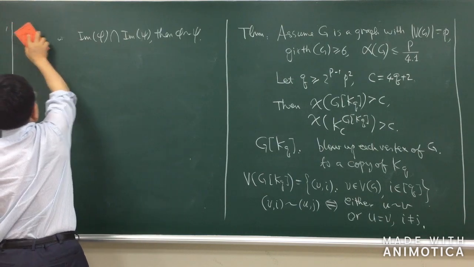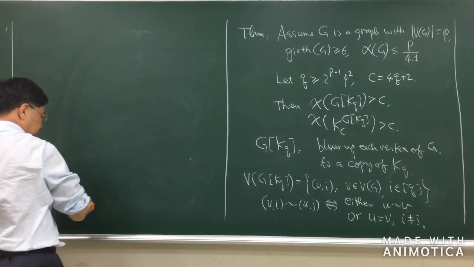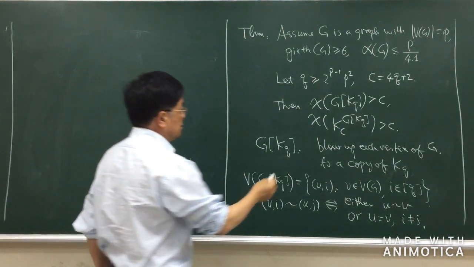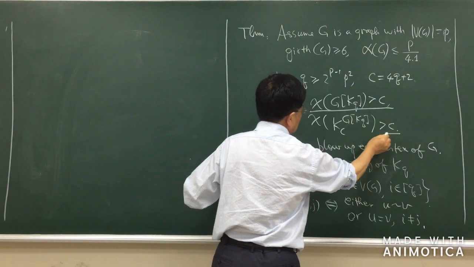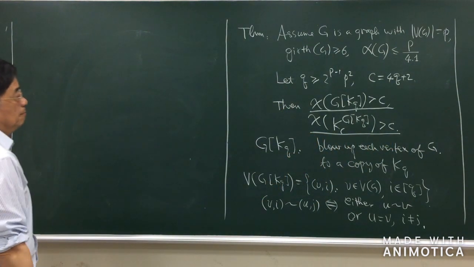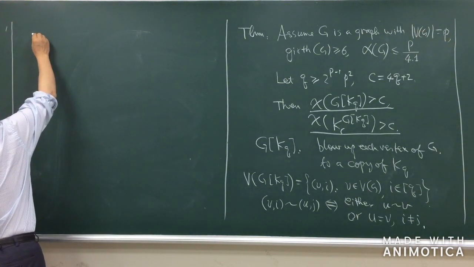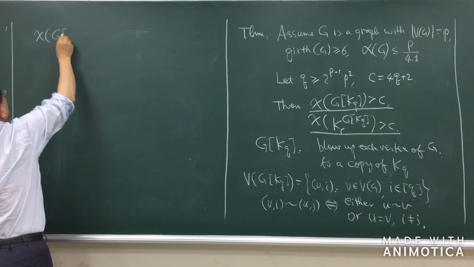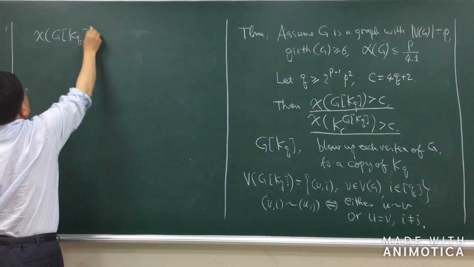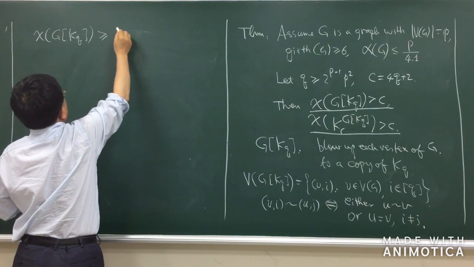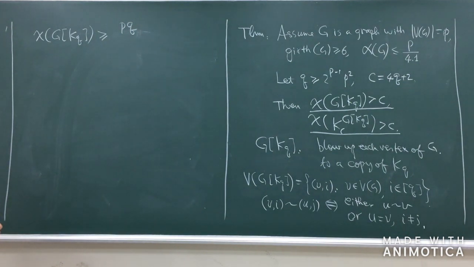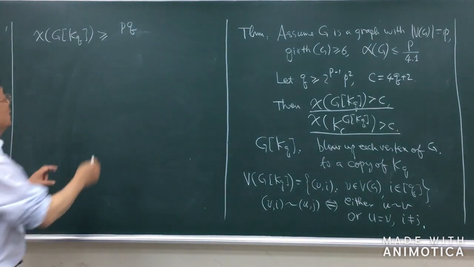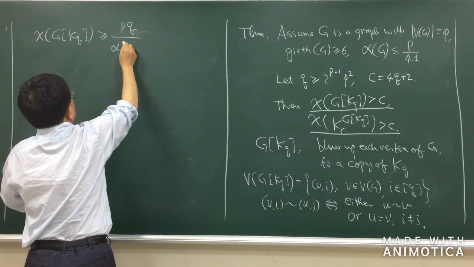So we have to prove that the chromatic number of this graph is bigger than c, and the chromatic number of this graph is bigger than c. Okay. The first one is trivial. What is the chromatic number of this one? It is greater than or equal to the number of vertices, p times q, because G has p vertices and each vertex is blown up into a q-clique, so it has that many vertices, divided by the independence number of this graph.